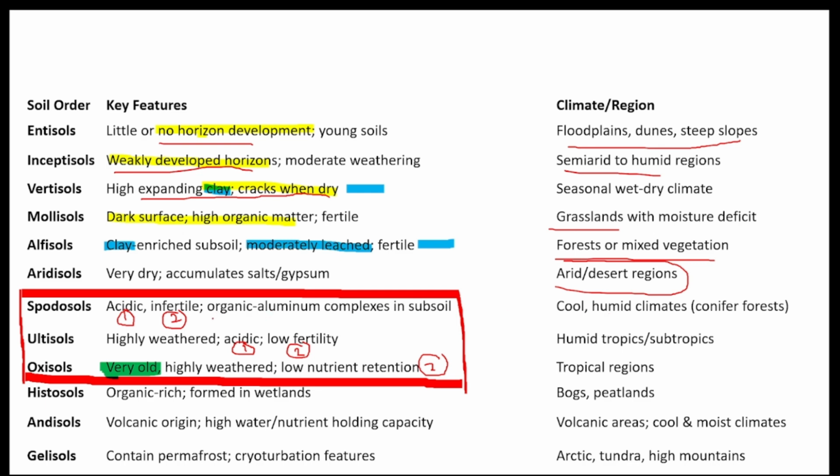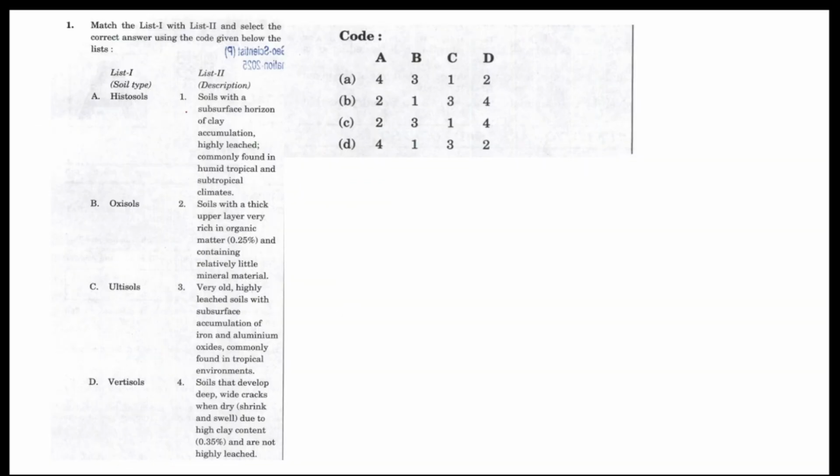Spodosols are what? They are aluminium complexes, they are rich in aluminium. Ultisols are what? They are humid to subtropic. They are found in humid to subtropic regions. Then we have histosols. Histosols are what? They are associated with wetlands. Alright. Andisols are what? Volcanic origin. Gelisols are glacial related, cool temperature.